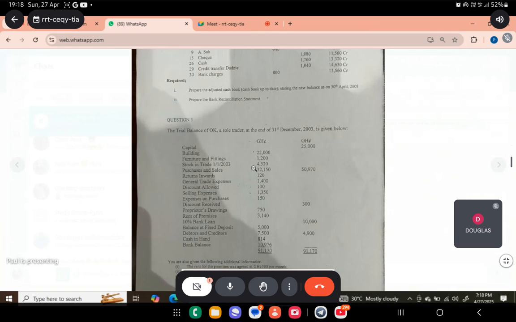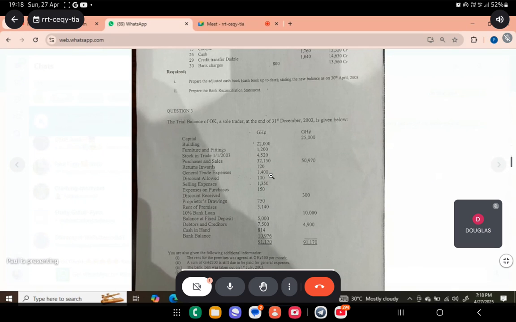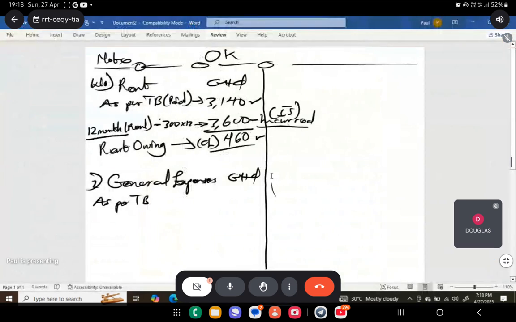Yeah, so this is the question actually. So the general expenses as per trial balance. General trade expenses is 1,400. I believe you can see it. So that 1,400 will come here.